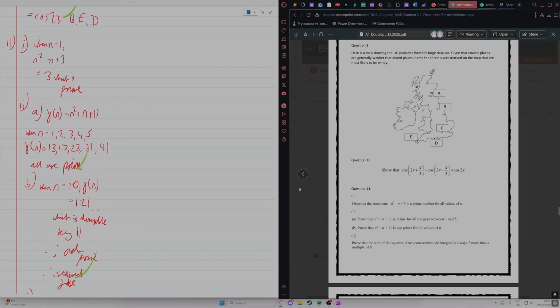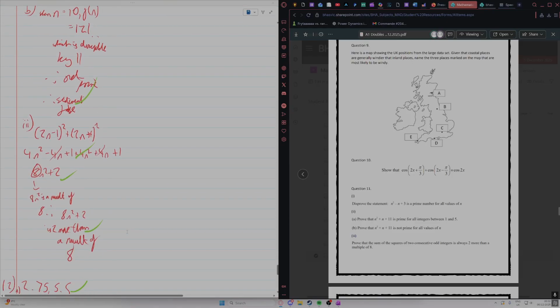Next we have some more proof. Counterexample is such a waste of my time and everyone else's time because it's just substituting random values in to get an exact counterexample. Same with this. Prove that it's not prime. If it's prime for all integers n between 1 and 5, you just substitute the integers between 1 and 5. And then prove that it's not prime for all values of n was just another counterexample.